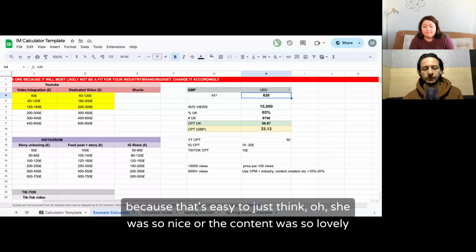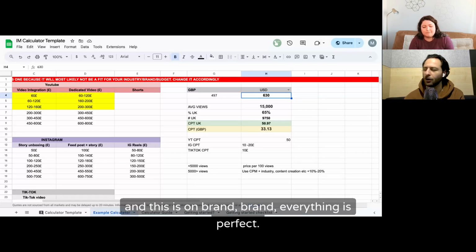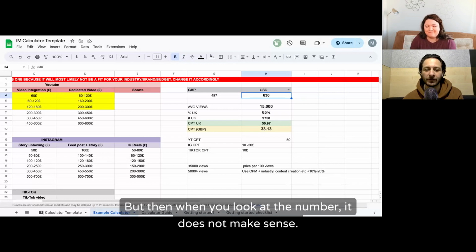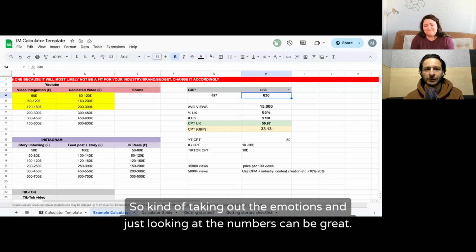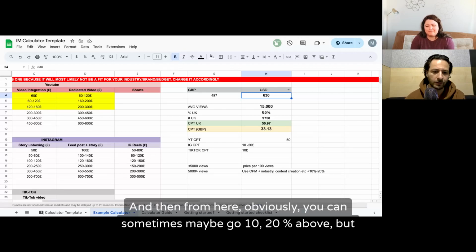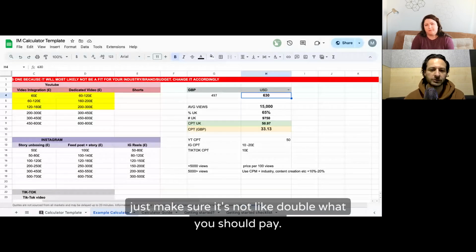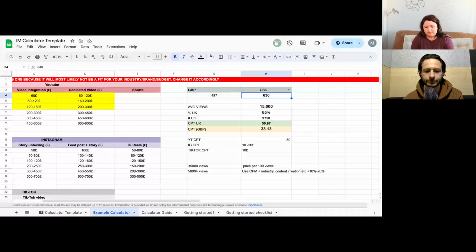it's easy to think, oh, she was so nice, or the content was so lovely, and oh, this is on brand, everything is perfect. But then when you look at the number, it does not make sense. So taking out the emotions and just looking at the numbers can be great. And then from here, obviously, sometimes you can maybe go 10-20% above, but just make sure it's not double what you should pay.